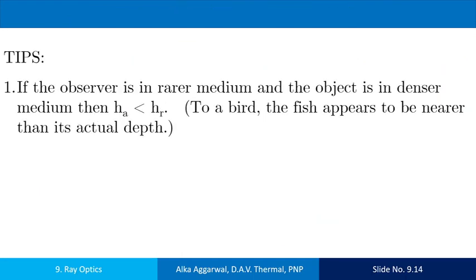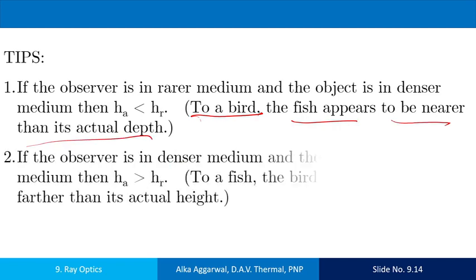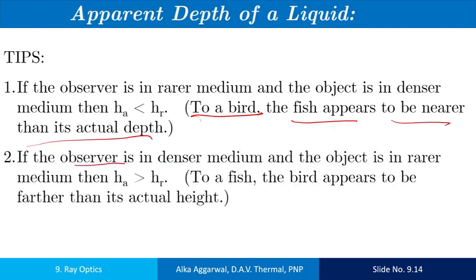Now, if the observer is in rarer medium and the object is in denser medium, that is, to a bird, the fish appears to be nearer than its actual depth. Or if the observer is in denser medium, that is, for a fish, the bird appears to be farther than its actual height.